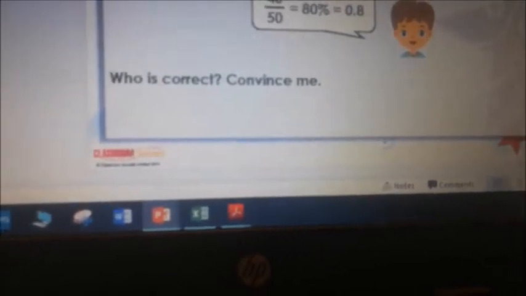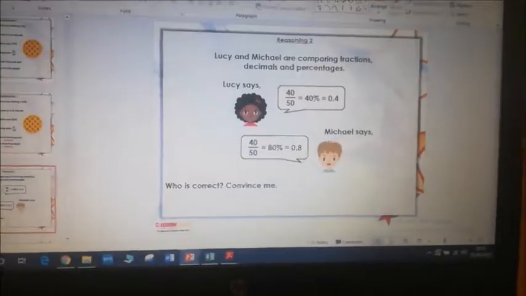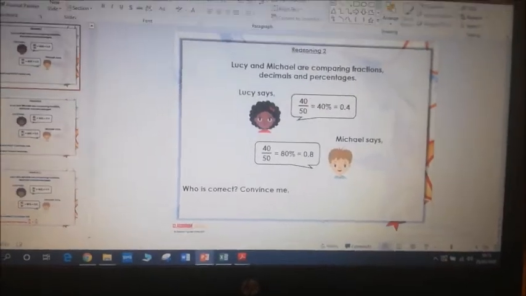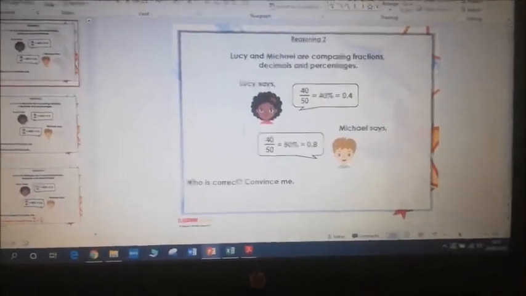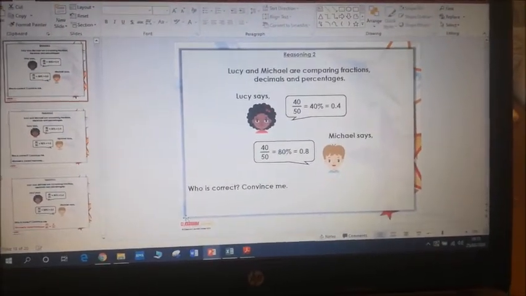It says, though, if you go back to the question, who is correct, and convince me. Reason to me why either Michael or Lucy is correct in this instance. Okay, and the answers are there to check, but please do have a go. Now that shouldn't take you too long to go through some of the slides on here, and after that we're going to be looking at your sheets.